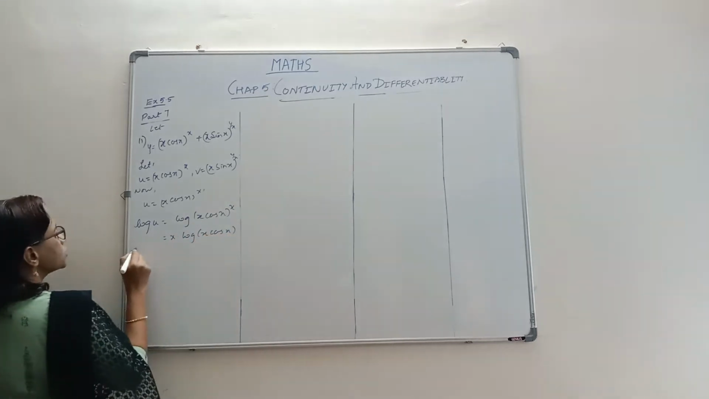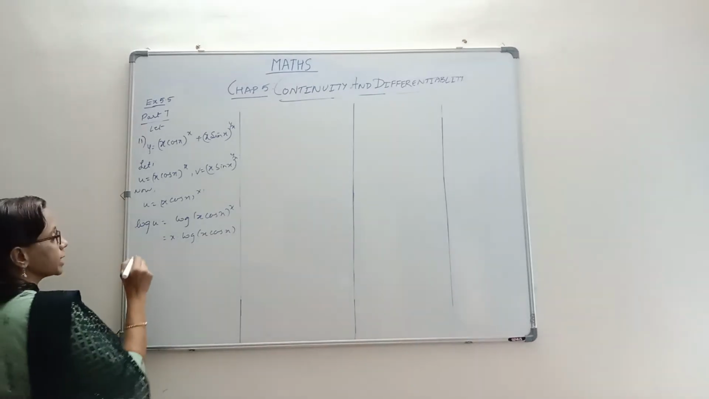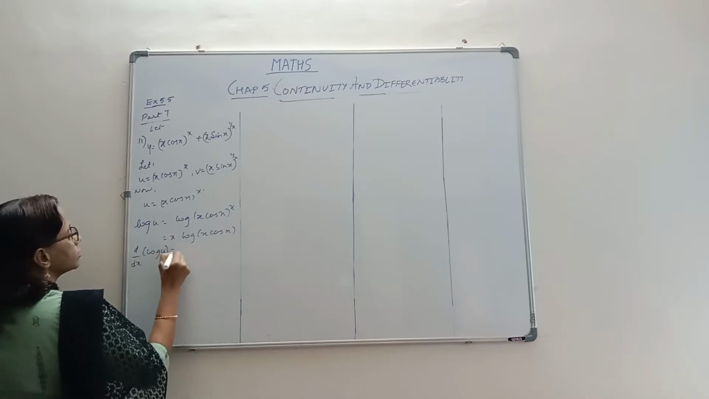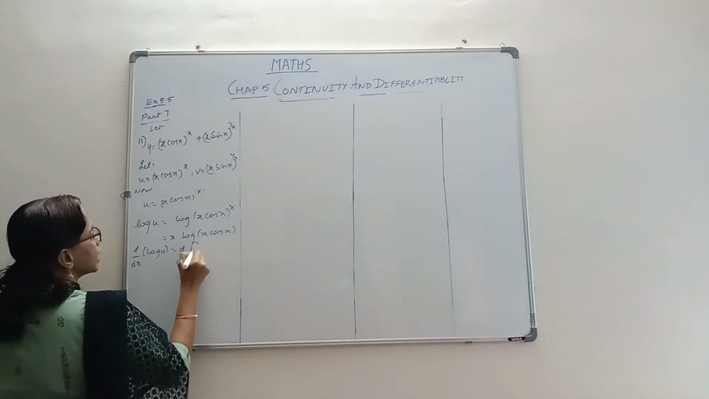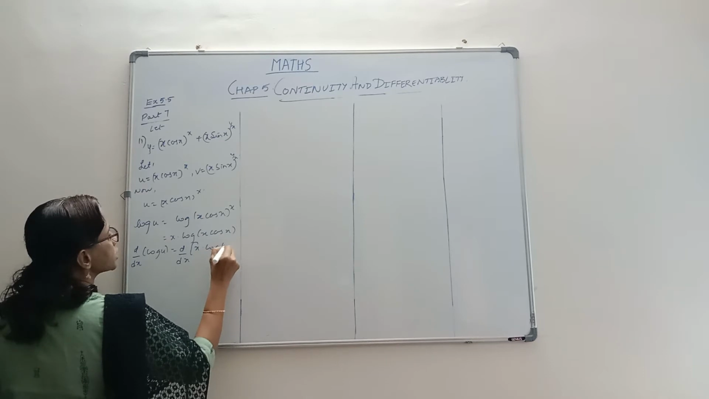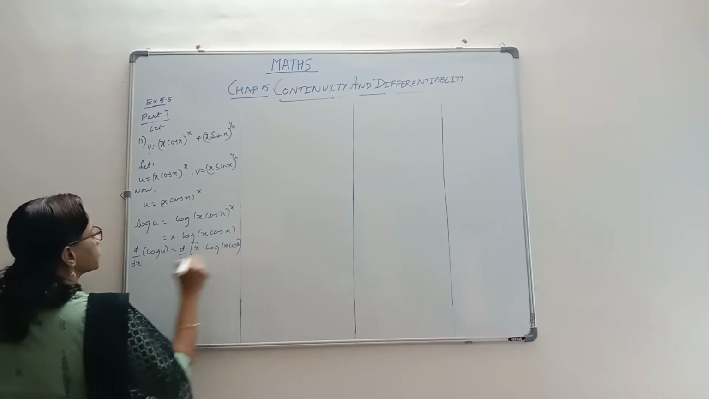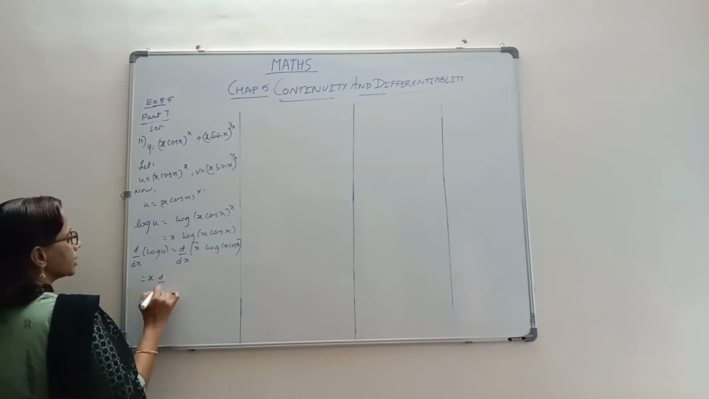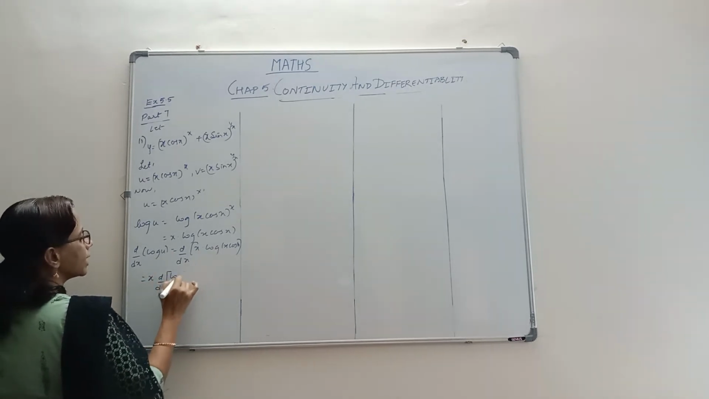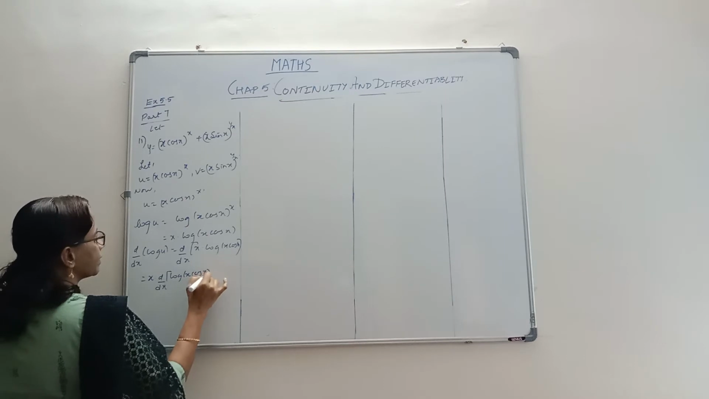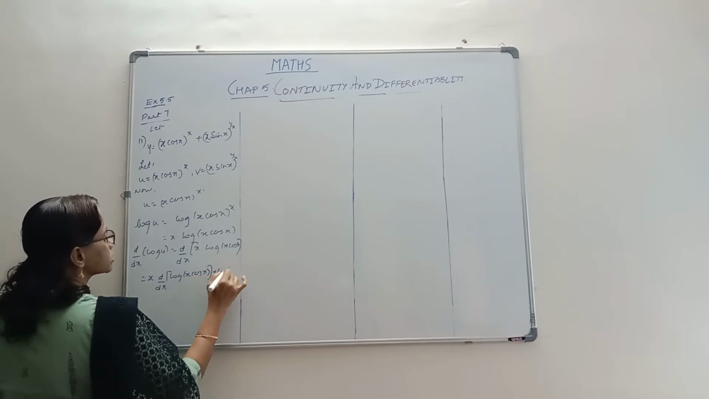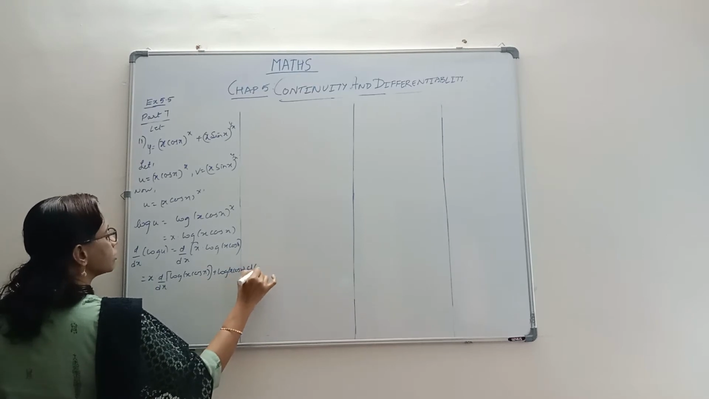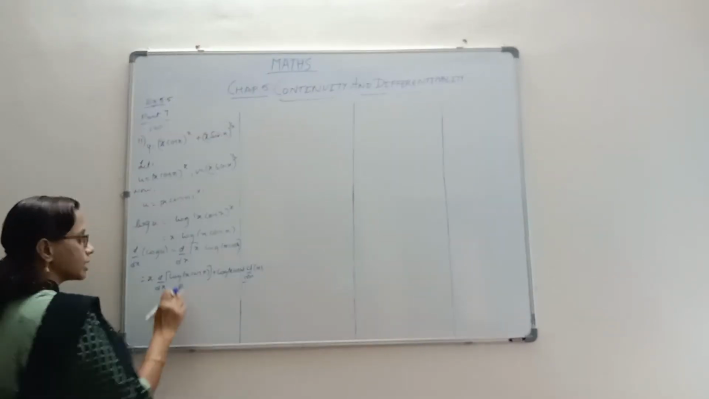Now obviously our next step is to take the derivative. So we are taking the derivative on both sides, derivative of log u, and here it's a derivative of x into log(x cos x). Now because it's a product, we are going to break it up. x times derivative of log(x cos x) and log(x cos x) times derivative of x. Now derivative of x is easy, it's 1, but this is not easy.